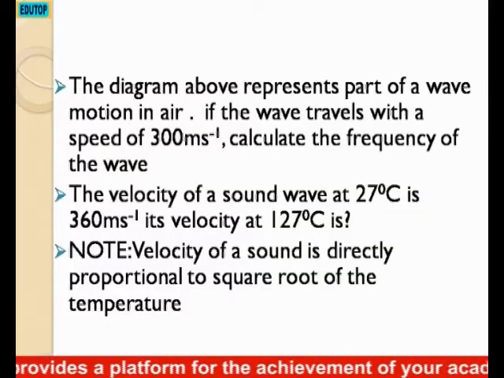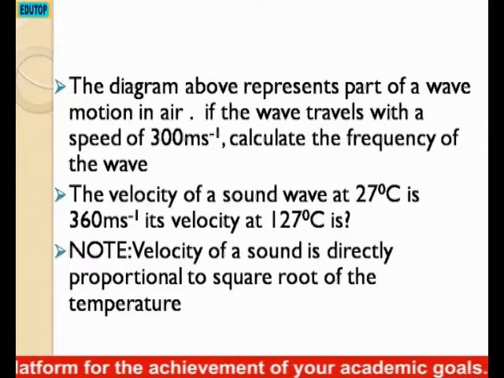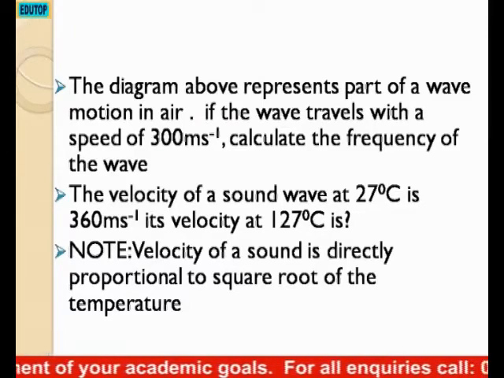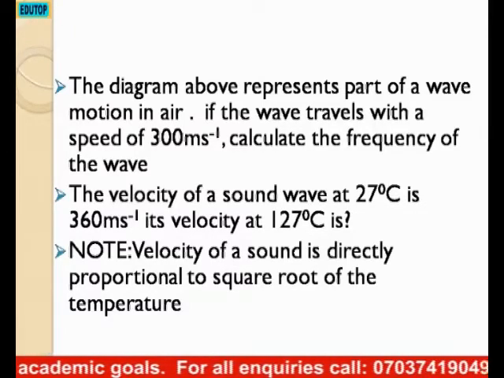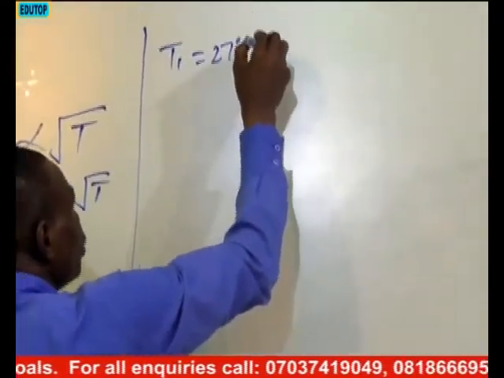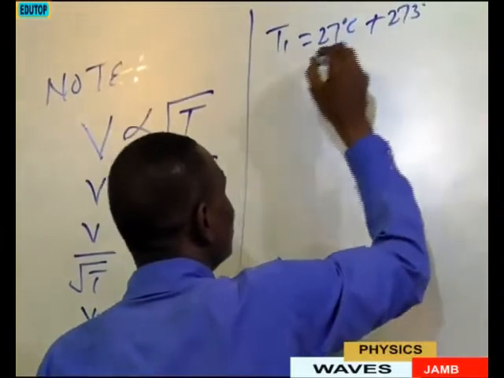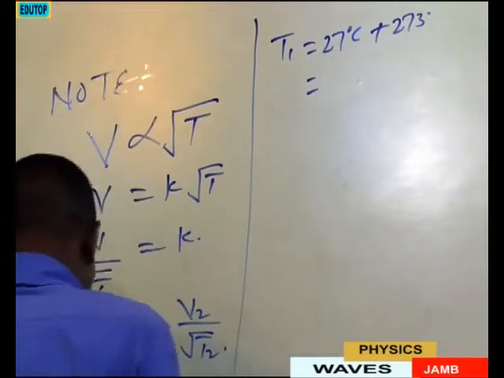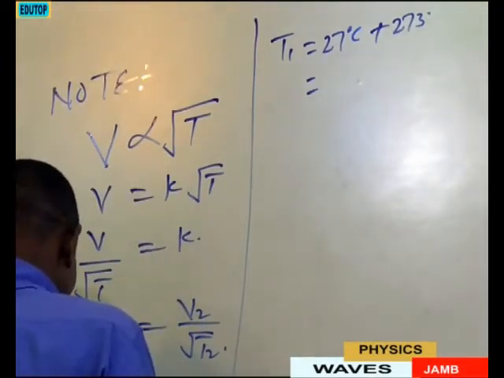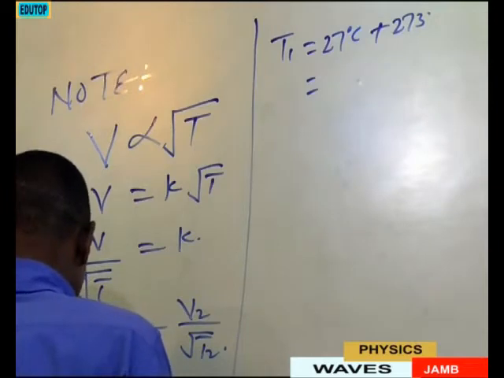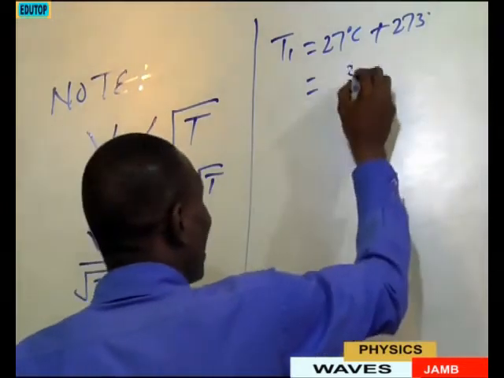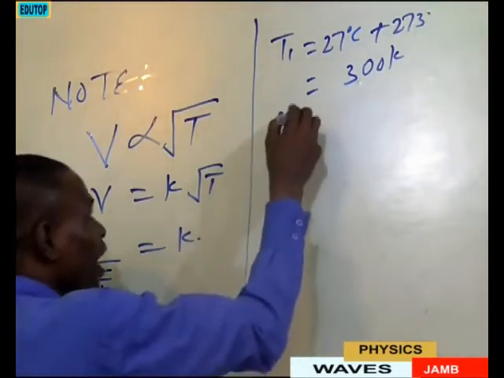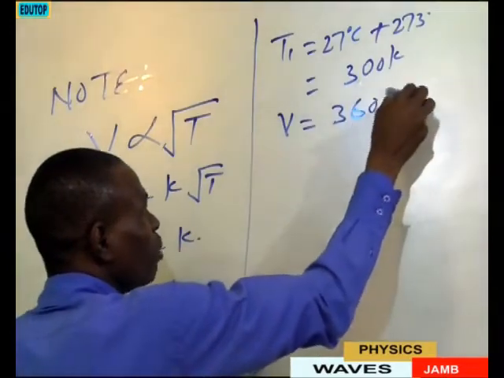If we look at the equation, the velocity of a sound wave at 27 degrees Celsius, that's your T1. T1 is 27 degrees Celsius plus 273 to have it in Kelvin. 273 plus 27, that's 300 Kelvin. That's what we're having for T1. And for V1, we have 360 meters per second.